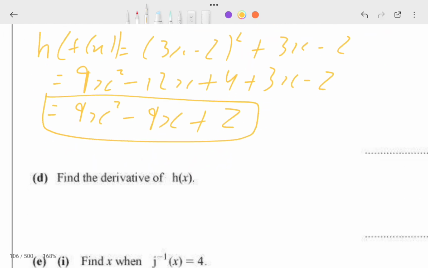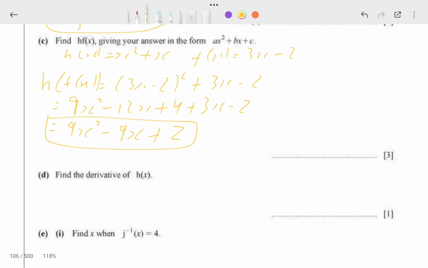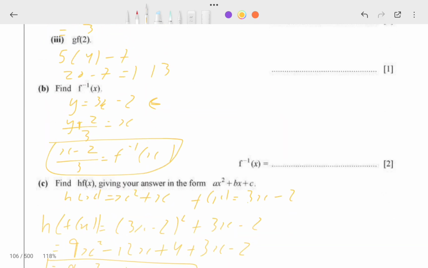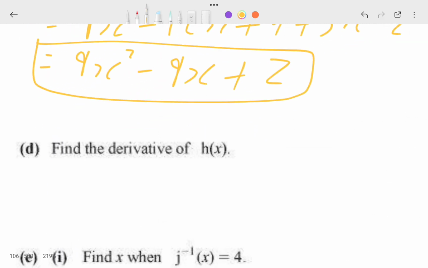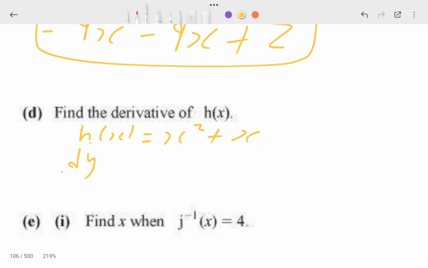Okay, find the derivative of h(x). So again this is easy. h of x is equal to x squared plus x, and we need to find dy by dx. So dy by dx will be equal to 2x plus 1. Our answer.